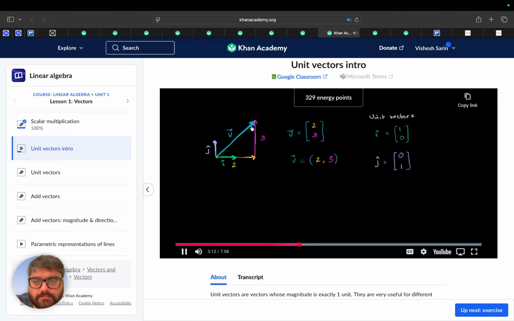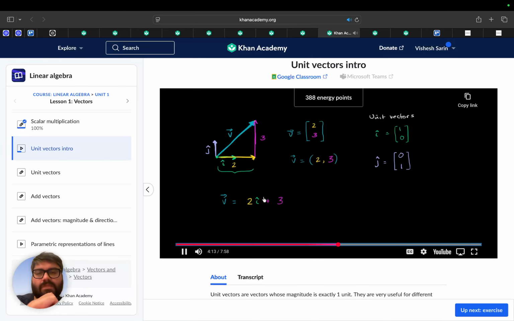Well, you could imagine vector v right here is the sum of a vector that moves purely in the horizontal direction that has length 2 and a vector that moves purely in the vertical direction that has length 3. So we could say that vector v is equal to, if we want a vector that has length 2 and moves purely in the horizontal direction, we could just scale up the unit vector i. We could just multiply 2 times i. And then 3 times j.